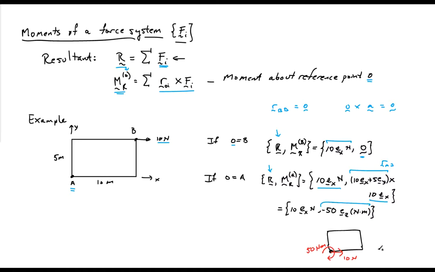So pictorially I can draw it as shown here. I can put the force here at A, and I can put the negative 50 newton meter moment here at A also. So that's simply a different characterization of the force. Both of these force systems, as represented here and as represented here, have the same net effect on the body, assuming that it's rigid.